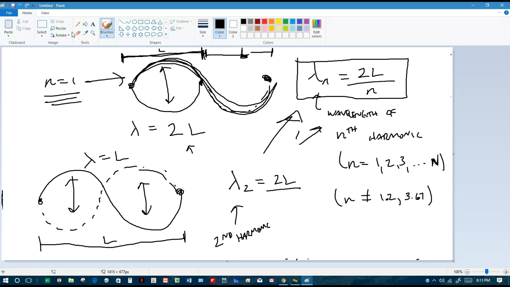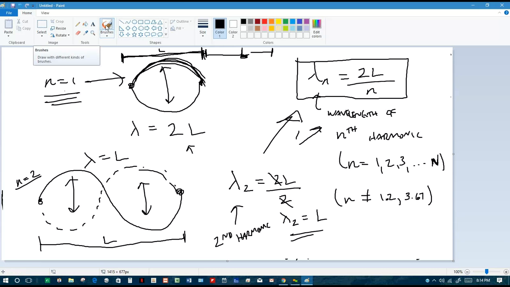In fact, let me erase that. So this is now n equals 2, and so you'd put the number 2 in the denominator. 2 over 2 cancels, which this equation tells us that the wavelength of the second harmonic should just be L. Is that what we had? Yeah. I'm going to do it one more time, and then I won't go any further, but I want you to see how well it works even for the third one.